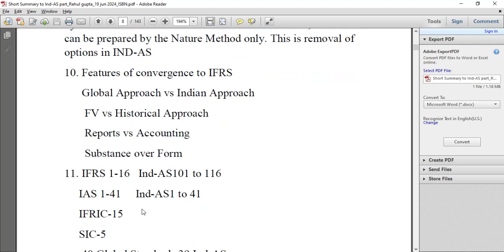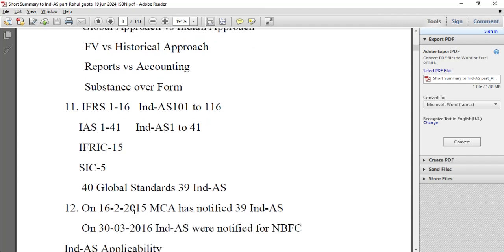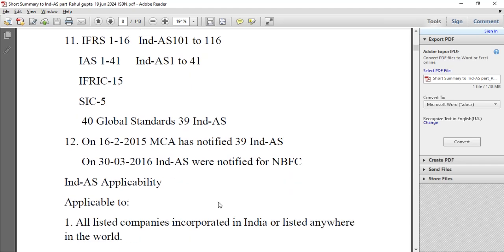I'll give you the different IFRS as well as Ind-AS. IFRS 1 to 16 is Ind-AS 101 to 116. IAS 1 to 41 is Ind-AS 1 to 41. IFRIC 15 and SIC 5. 40 global standards and 39 Ind-AS. In 2015, MCA had notified 39 Ind-AS. In 2016, Ind-AS were notified for NBFCs.